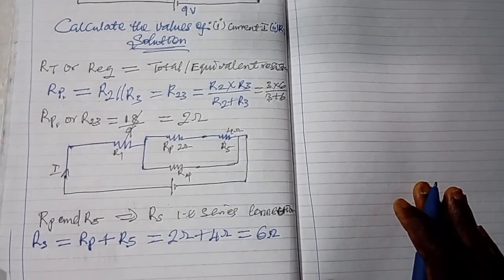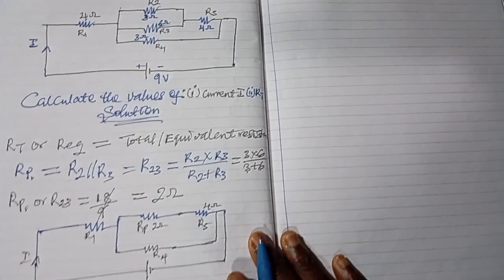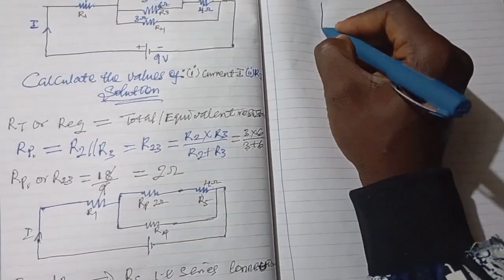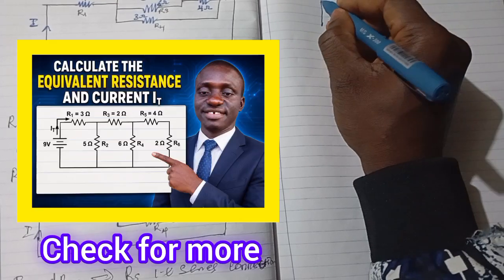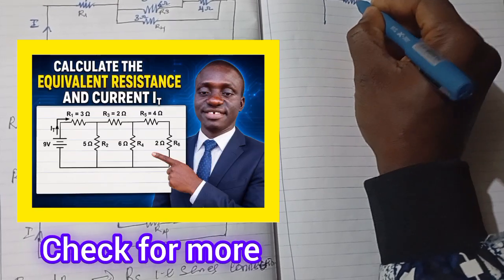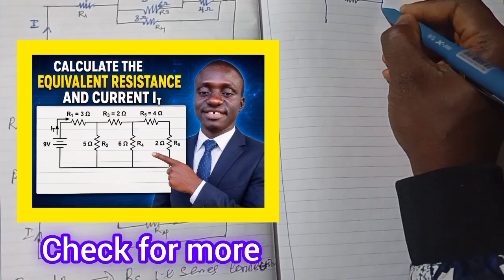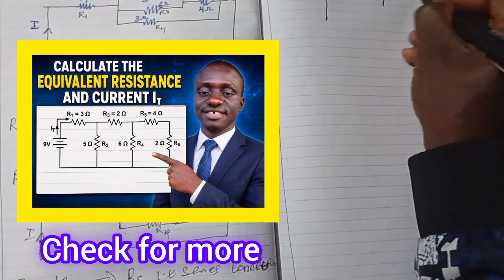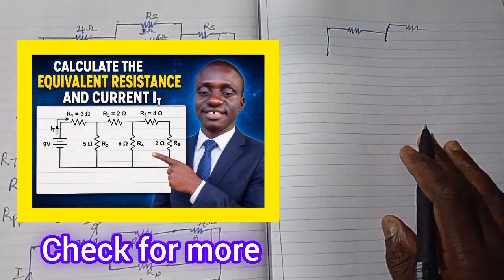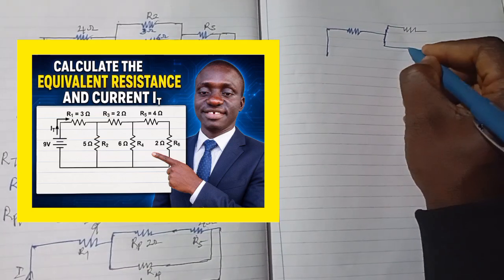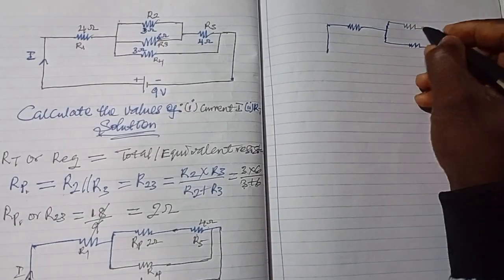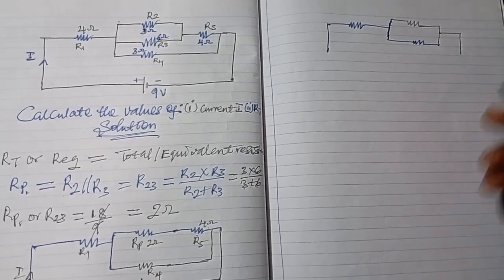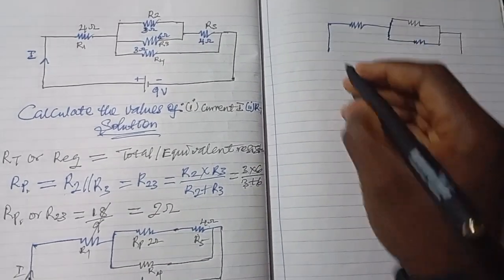Okay, let's redraw this circuit again. The circuit will now look like this. So the circuit will now be like this. Please don't mind, I'm drawing this. Okay.